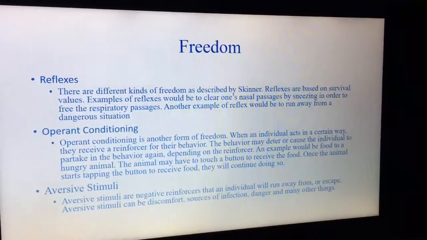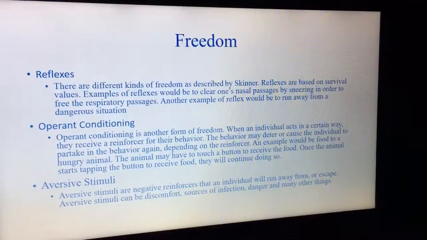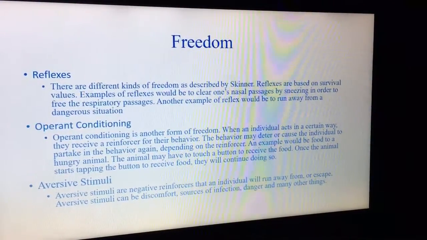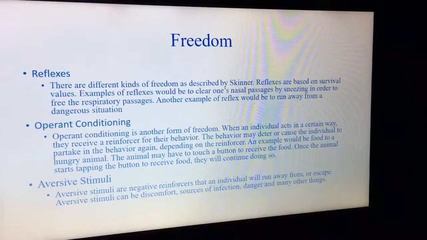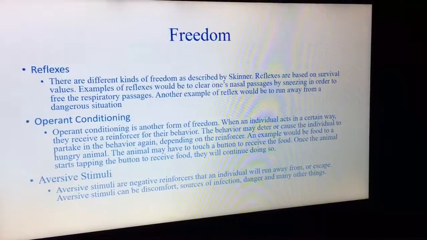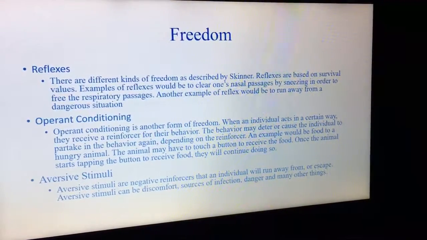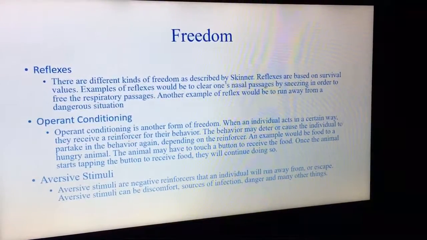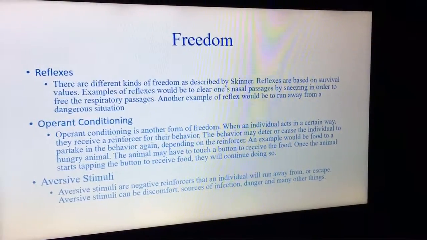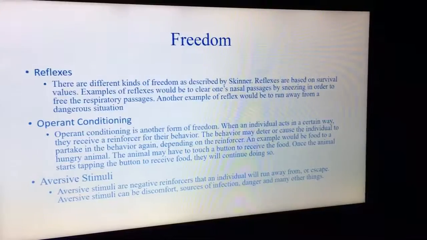Operant conditioning is another form of freedom. When an individual acts in a certain way, they receive a reinforcer for their behavior. The behavior may deter or cause the individual to partake in the behavior again, depending on the reinforcer. An example would be food to a hungry animal. The animal may have to touch a button to receive the food. Once the animal starts tapping the button to receive food, they will continue doing so.